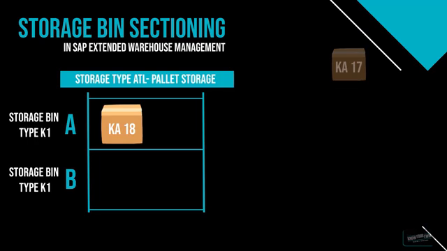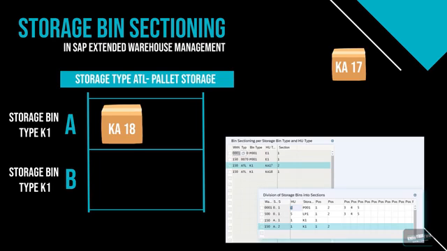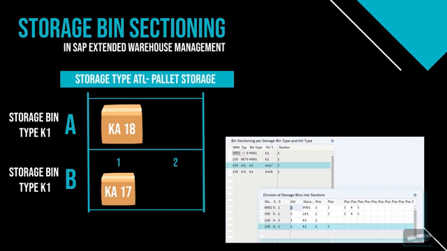If we now create a put away warehouse task for the handling unit with HU type KA17, the EWM system is going to look at the sectioning again. And this time the sectioning results in 2, which basically tells the EWM system to split the storage bin in the middle and create 2 sub-bins, of which one will be occupied by our handling unit and the other one is going to be empty.